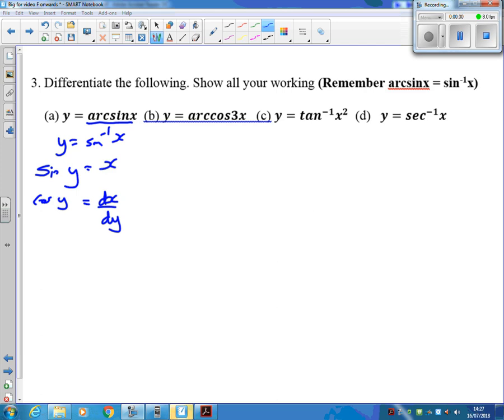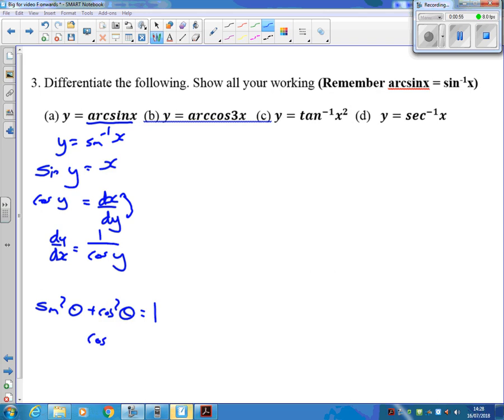Now, you don't want dx by dy, we want dy by dx. So we've flipped this upside down, so we'll flip this upside down as well and get 1 over cos y. That would be the answer, but this has got a y in it, and we really want it to have an x in it. And so the trick we're going to use here is remembering that sine squared theta plus cos squared theta is equal to 1.